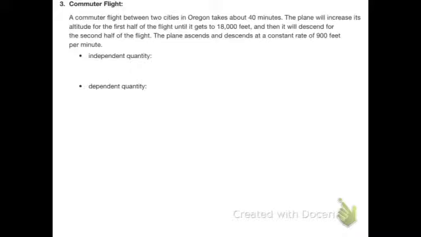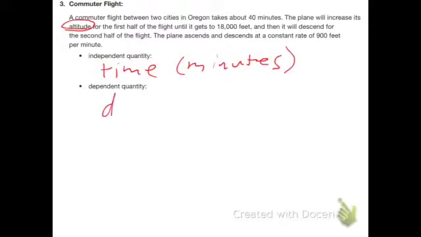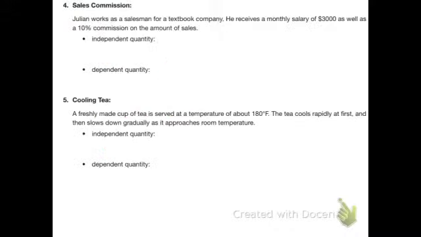The thing that is changing is the plane's height, right? It's in between 0 and 18,000 feet. So the altitude would be one of the variables. And that's changing as time progresses. So once again, time would be our independent quantity. And this one's probably measured in minutes. And the dependent quantity would be the, whoa, why did I put D? Altitude. Okay? So altitude's changing as time increases.